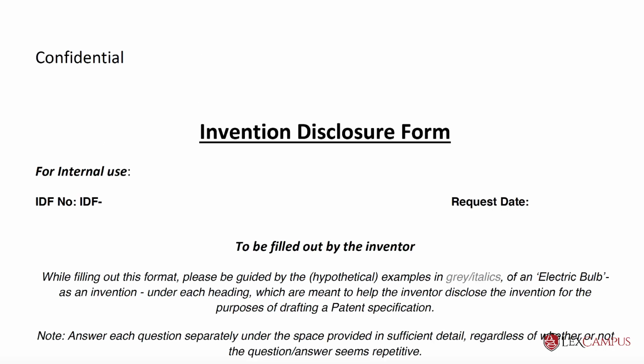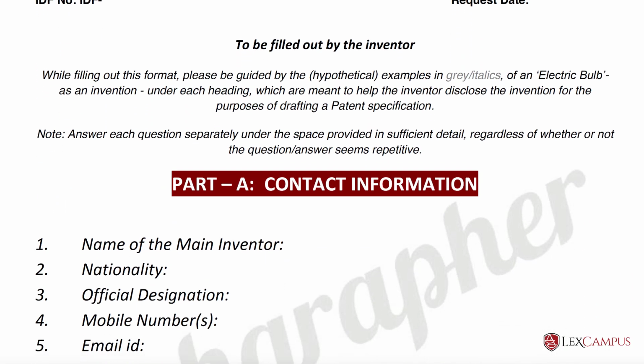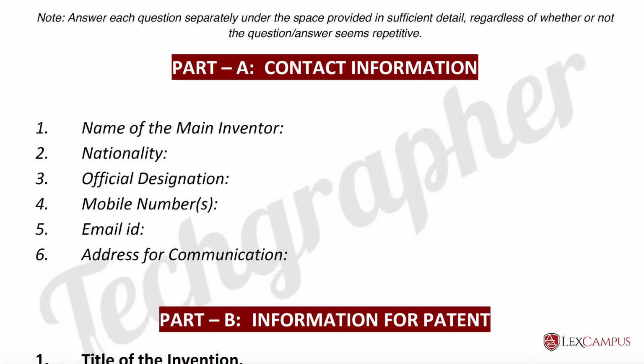We had just mentioned that invention disclosure form is one way in which you can capture a disclosure from an inventor. Now, here in front of you, there is a typical invention disclosure form. You can just have a look at this. Now this form has to be filled by the inventor. So there is part A, which has the contact information, name of the inventor, main inventor. If there are multiple inventors, they have to be mentioned, nationality, because your residence can determine certain rules of filing, official designation, contact information, and address.